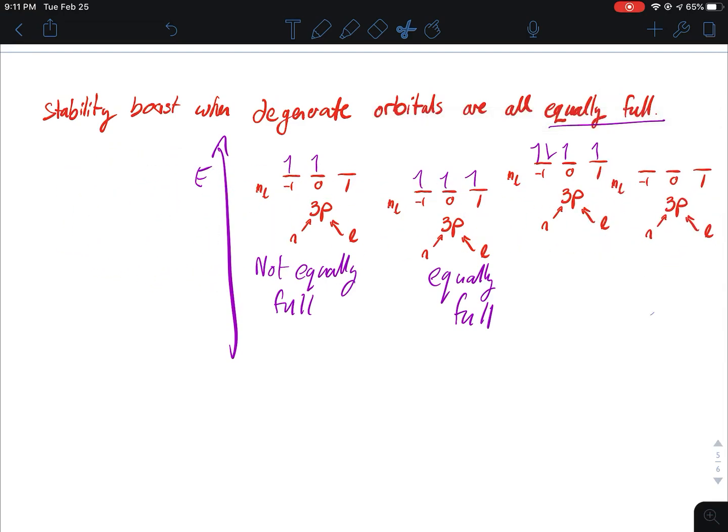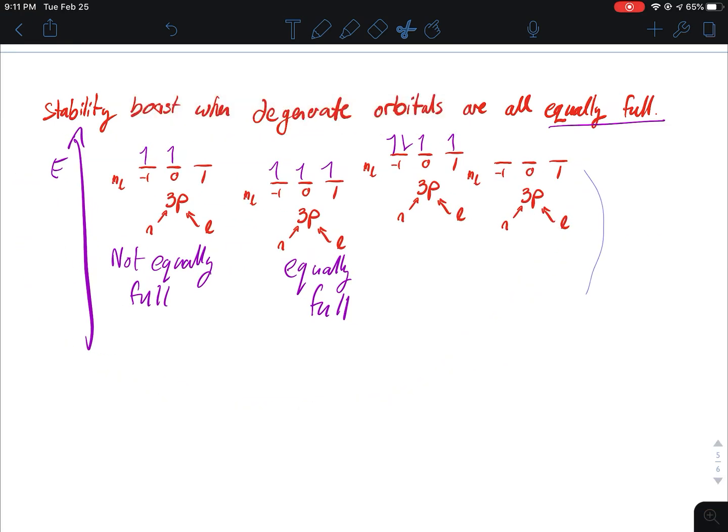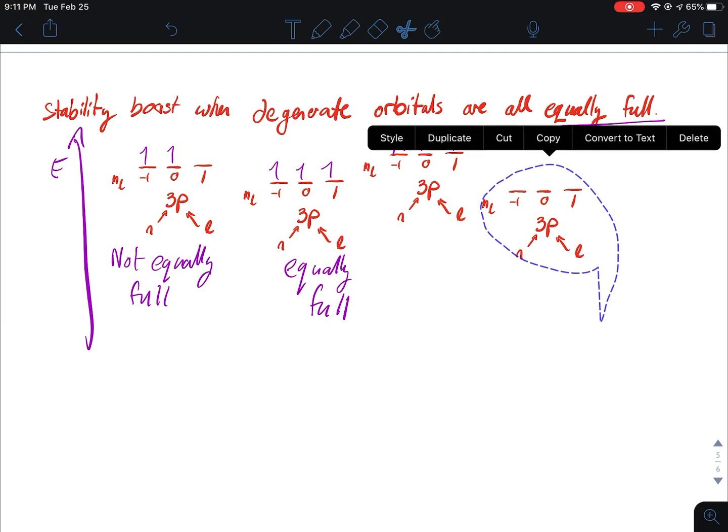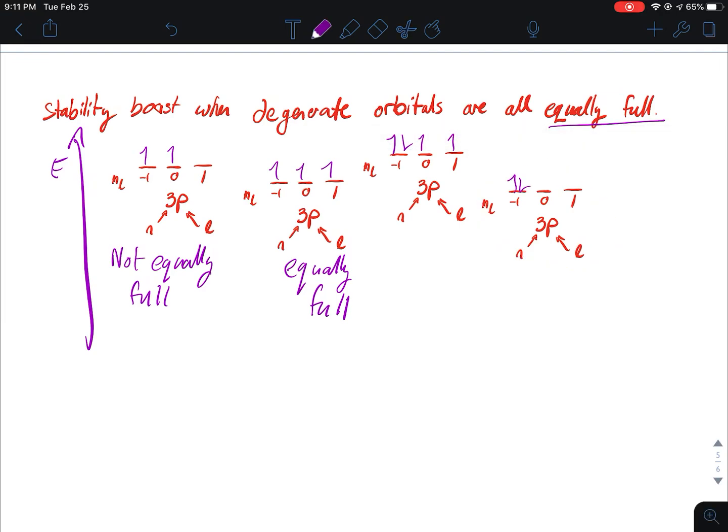And then the other way to have equally full is to have true fullness. So I'm just going to get this one over here. And this one will be even slightly more stable, to have all 6 electrons. So equally full. This one is also equally full, and extra stable.